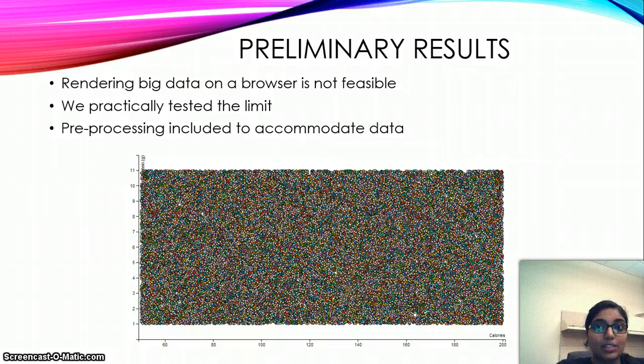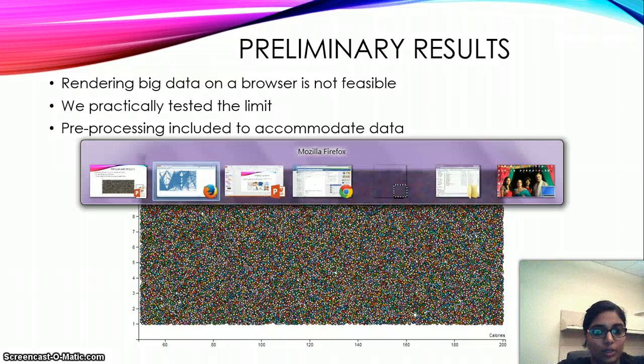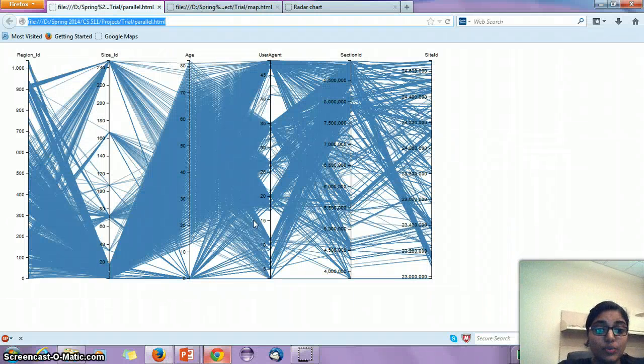D3 was chosen because it is flexible to choose a number of visualizations with the same data. Basic visualizations like bar charts, pie charts, line graphs, and scatter plots have been included. And now we will show some prototypes of different visualizations on a sample of the Yahoo dataset. This visualization is called parallel coordinates, where we can see how a number of attributes are interdependent on each other.